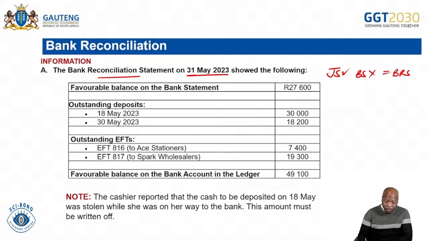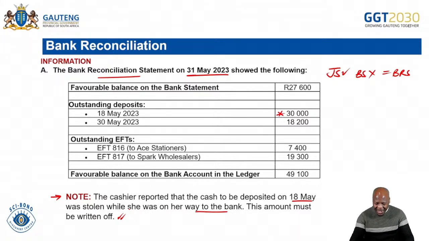And then we have now been told that, note, the cashier reported that the cash to be deposited on the 18th of May, all right, this is the 18th of May, was stolen while she was on her way to the bank. So money was stolen on her way to the bank. This must be written off. So this must be written off, okay? So let's quickly go and do that.